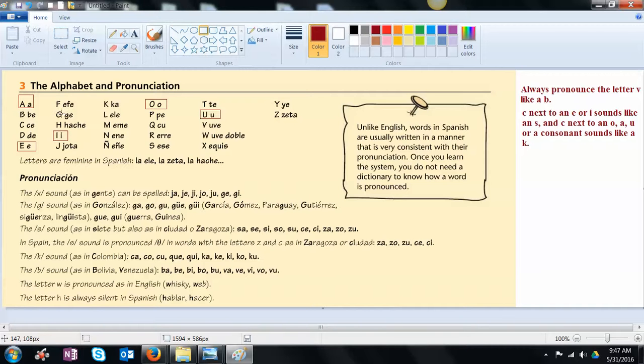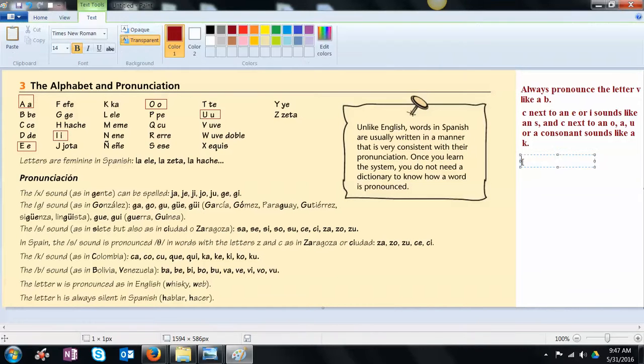Then the G also has more than one sound. For example, this word, a lot of people have trouble pronouncing this word because it's got two G's and it looks a little funky. People say it wrong, but it's not. It's pronounced geografía, like this. Geografía.